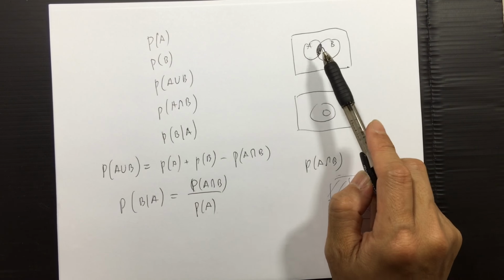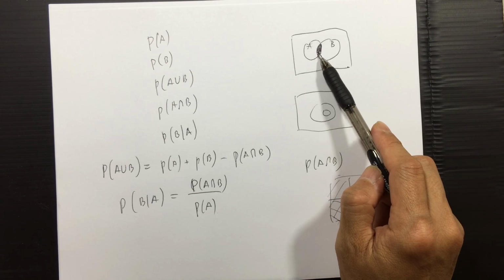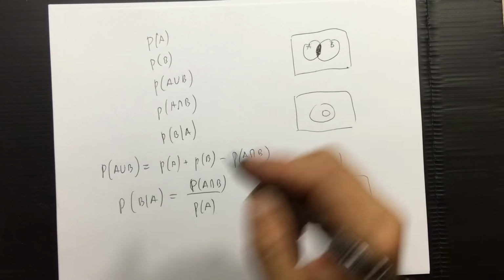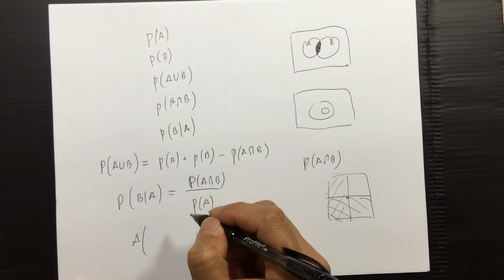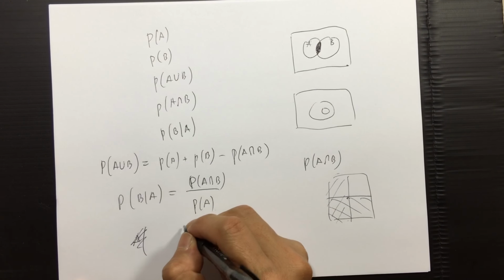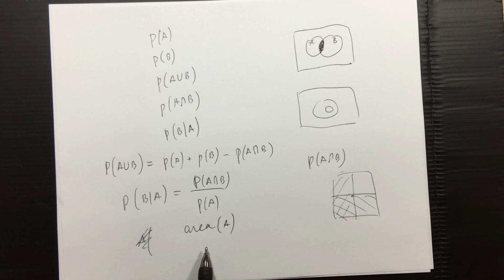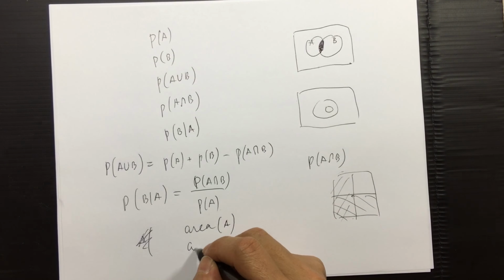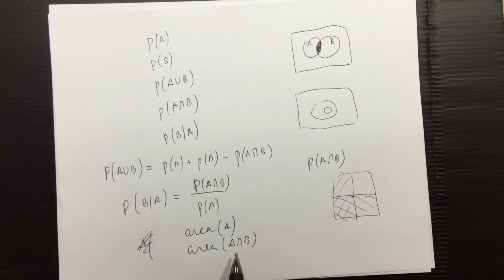Now, the probability for B to happen, if A already happened, is the area of... let's just write it out. This is the probability for A to happen. This is A happens and then B happens as well. Both of them happen, right?